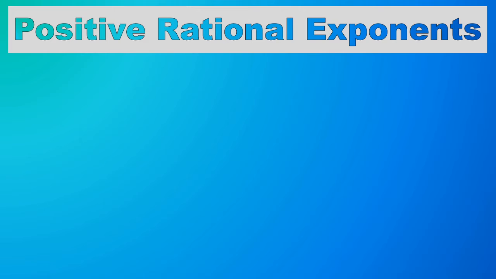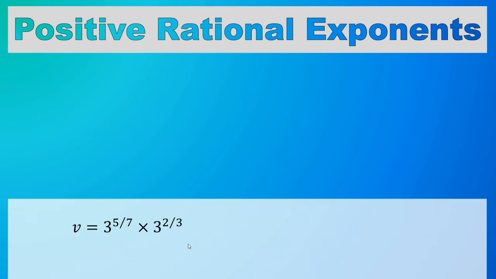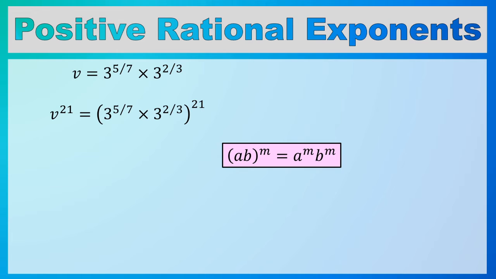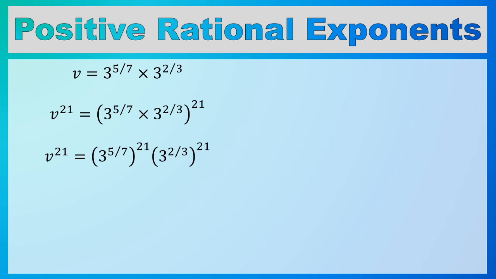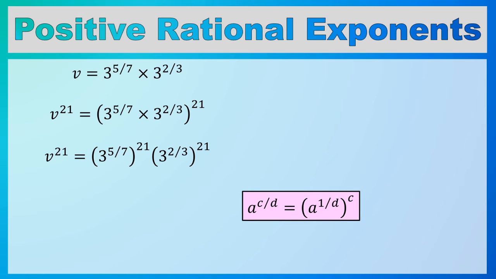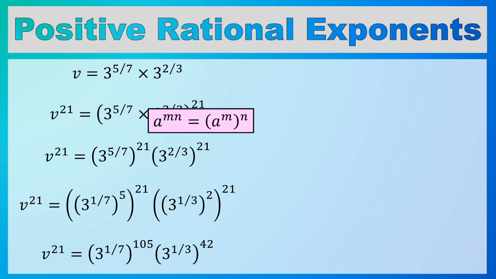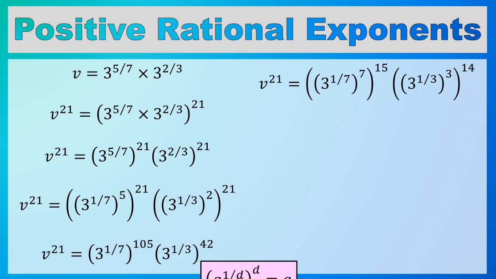But what about when you have positive rational exponents? Well, let v be equal to 3 to the 5/7 times 3 to the 2/3. Take both sides to the 21st power. This is a property about exponents, and I plan to explain it later in this set of videos, and let's use that. Now, I think a definition of a fraction exponent where the numerator is something other than 1 is this, and let's use that. Now, here's a property about exponents I plan to explain later in this set of videos. Let's use that property again.